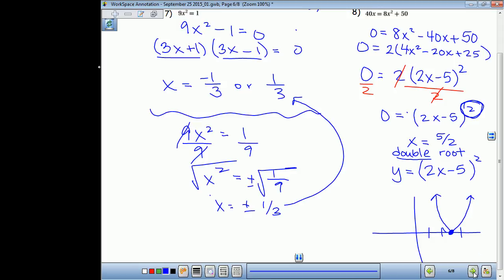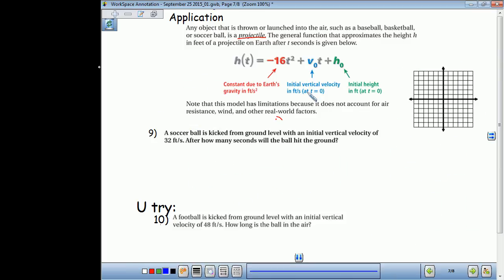Good question, Miss Willoughby. All right. The last thing we're going to look at is application. And we talked about this a little bit, but today we're going to look at it intensively. Here we go. An object is thrown or launched into the air, such as a baseball, or a basketball, or a soccer ball, or a rocket. When we launch those things, we call them projectiles.